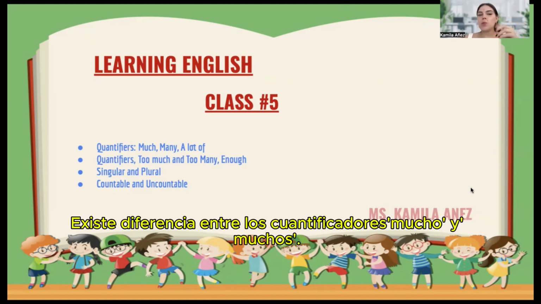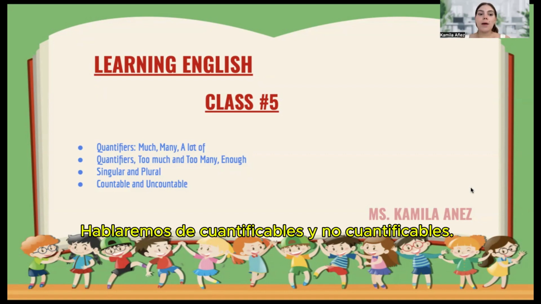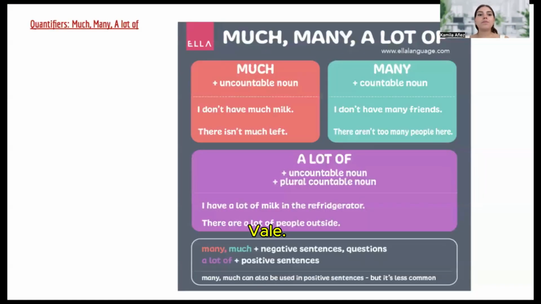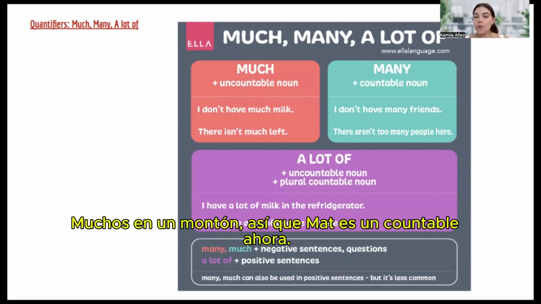There is a difference between the quantifiers much, many, and a lot of, and the quantifiers too much, too many, and enough. Then after that, we are going to talk about singular and plural. We are going to talk about different rules and the difference between singular and plural. And also we are going to talk about countable and uncountable nouns. Okay? Well, in this case, we're going to talk first about quantifiers, much, many, and a lot of.